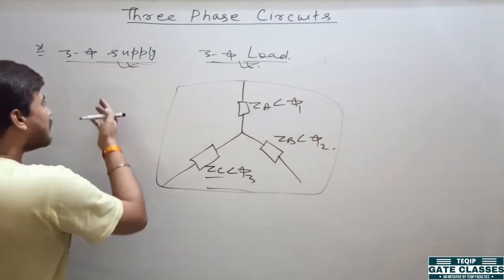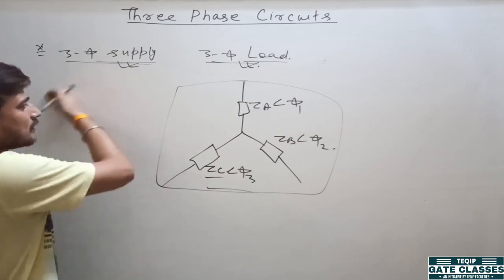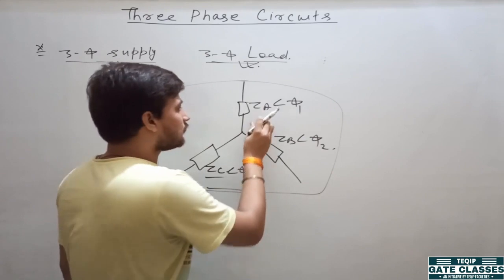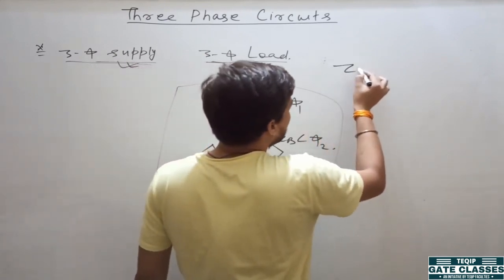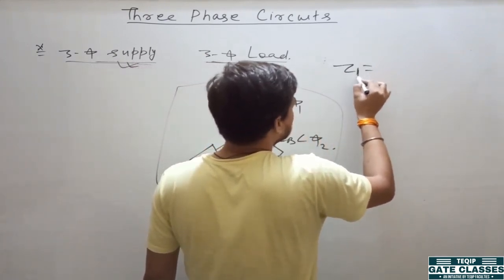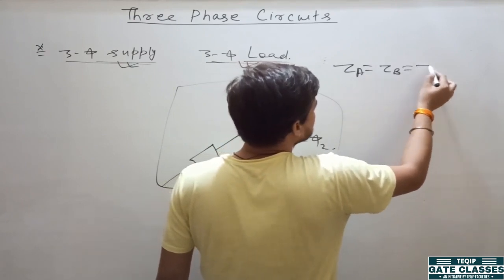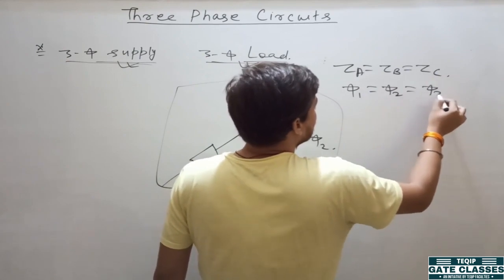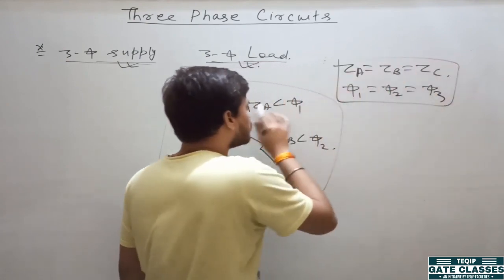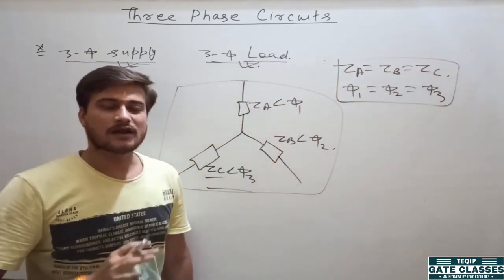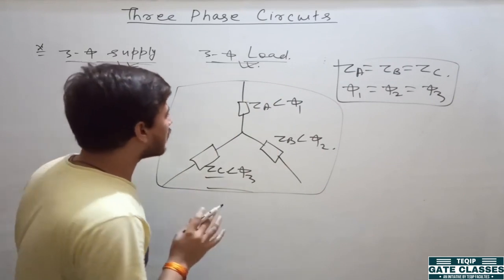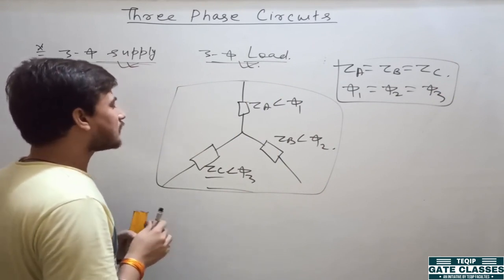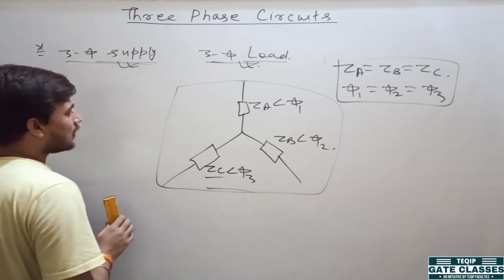In the case of balanced supply, the vectors are separated at the angle of 120 degree. But here the magnitude as well as phase angle should be equal. That means ZA should be equal to ZB equal to ZC and phi 1 should be equal to phi 2 equal to phi 3. That means all the three loads must be similar. Its magnitude as well as angle should be same. Then the load will be called balanced load. Clear?